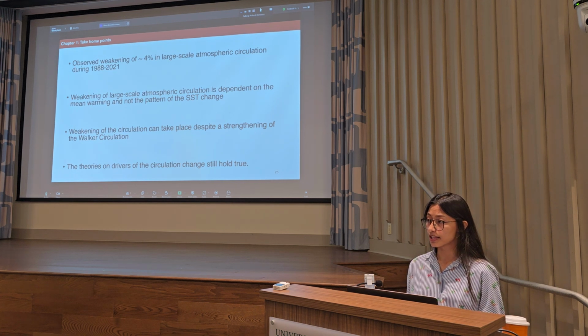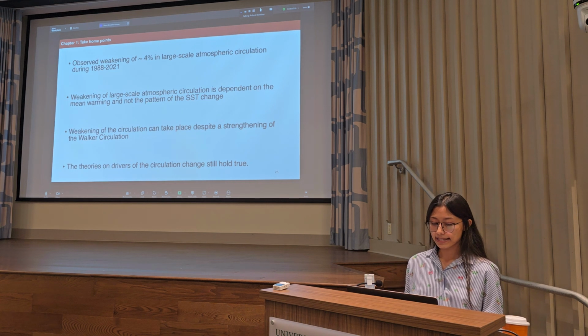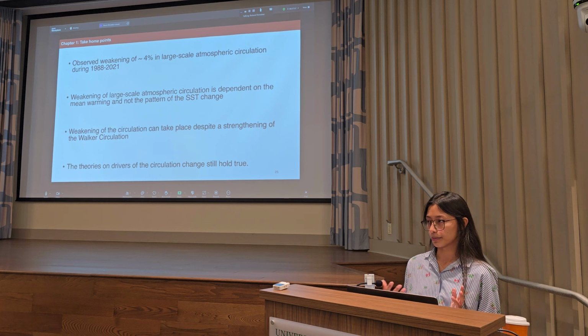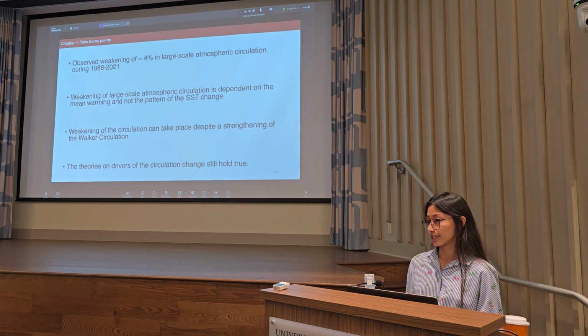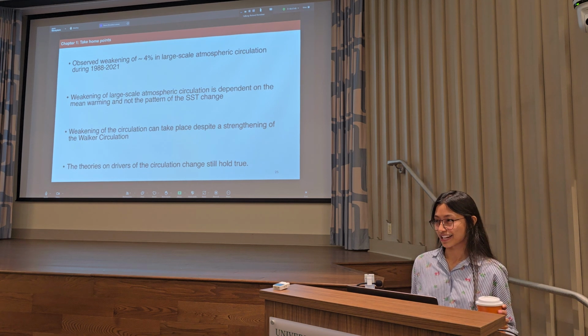Thirdly, we can conclude that this weakening of circulation can take place despite a strengthening of the Pacific Walker circulation, which again we show from using the coupled models, which have a weakening of Walker circulation, versus the AMIP, which have a strengthening of the Walker circulation consistent with their increase in tropical Pacific SST. And lastly, using these 3 above conclusions, we can finally conclude that the theories on drivers of the circulation change still hold true. So that was my chapter 1.